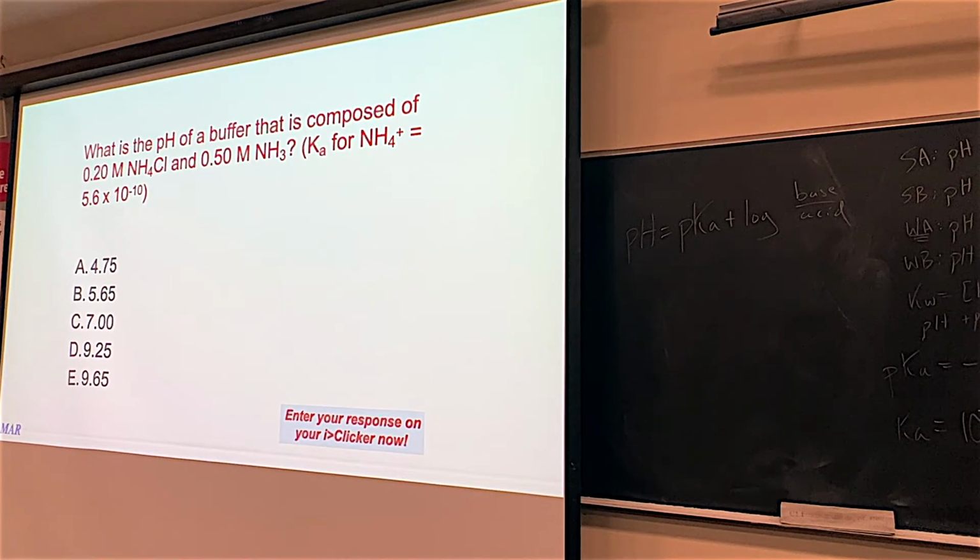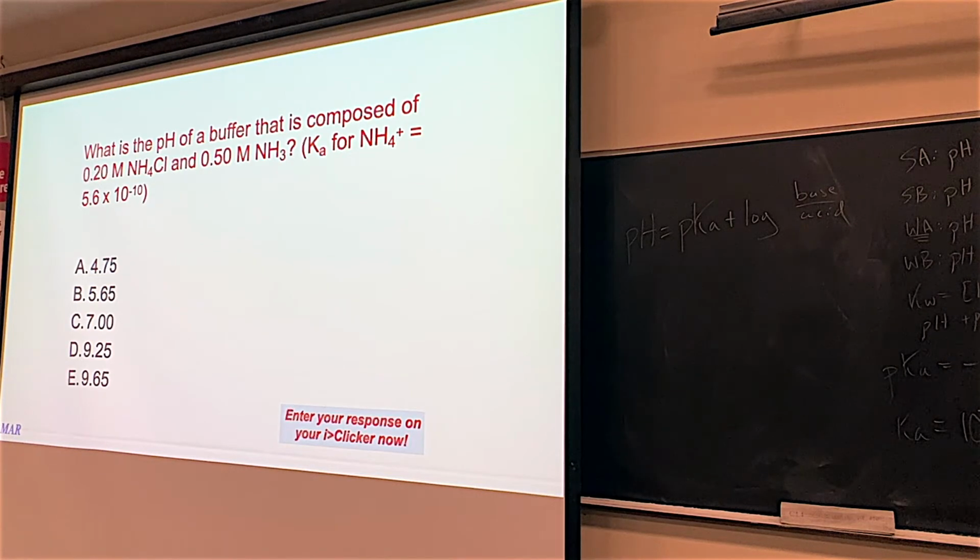So in this problem, like the last problem, you need to find pKa. So minus log 5.6 times 10 to the minus 10th. The last problem was 9.25, but in the last problem, the ammonia and the ammonium concentrations were equal, so pH and pKa were the same. This one, we've got more base. And if you add base, your pH should become more basic, which means larger. And the only answer which is larger than 9.25 is 9.65. So let's predict that that's going to be the answer.